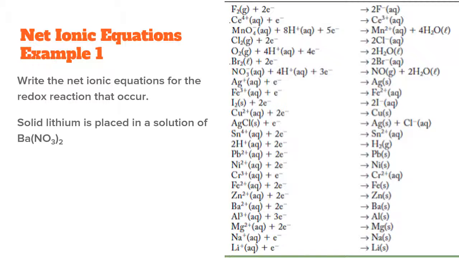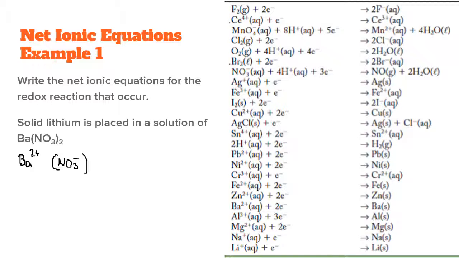So for example, we want to find the net ionic equation from combining solid lithium with a solution of barium nitrate. The first thing to notice is that when barium nitrate dissolves, nitrate is one of your soluble compounds, so this is going to give us barium 2+ ions and nitrate ions in water. And nitrate is going to be your spectator.